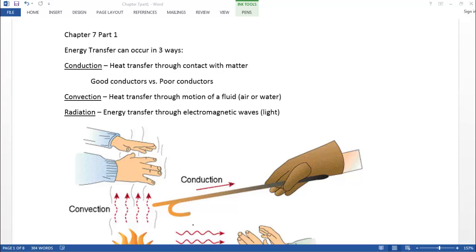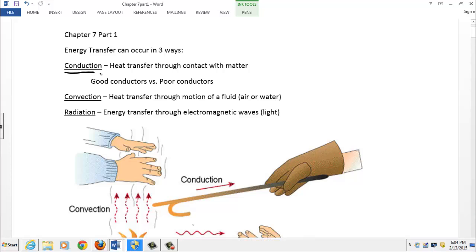Hi everyone, let's talk about energy transfer and specifically heat transfer. There are three ways to transfer heat. The first way is through conduction. Now conduction is when you put your hand on a hot stove and heat moves right from the hot stove into your hand. So direct contact with matter.